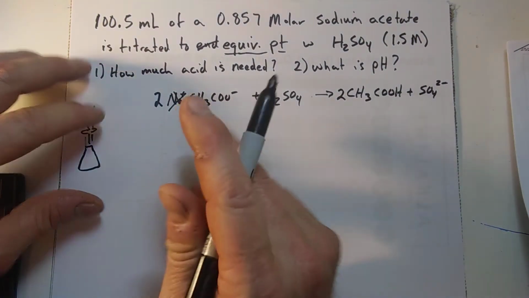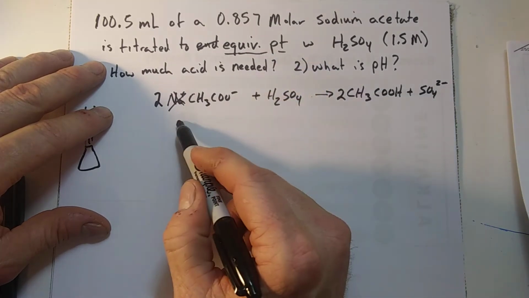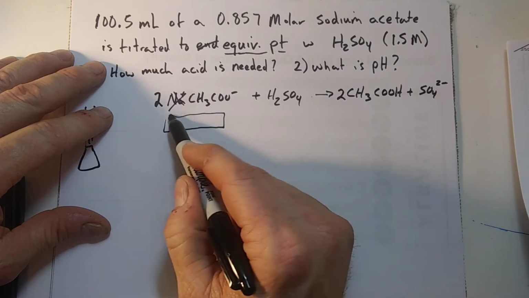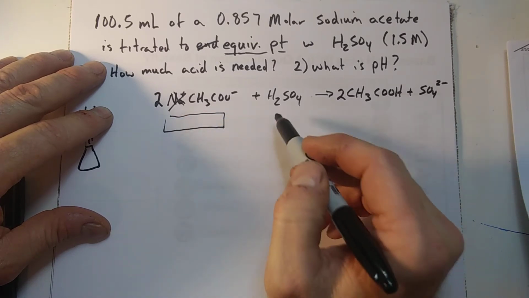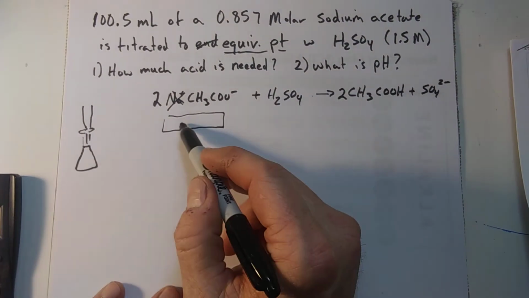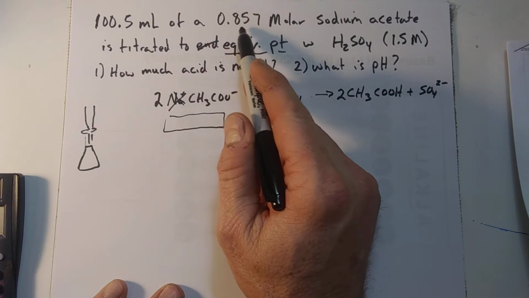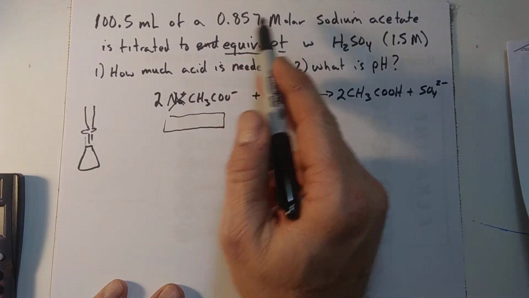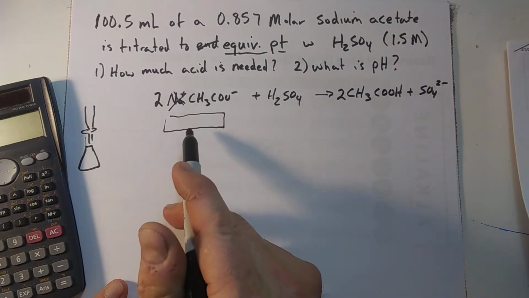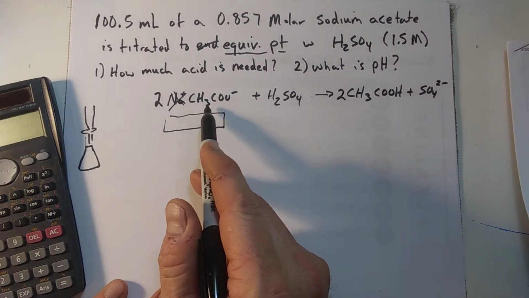Now, I'm not going to use the ICE table here because they tell us that we're at equivalence point. So what I'm going to do is determine the moles of this, and we'll use the balanced equation to know what moles of sulfuric acid is needed. So the first thing I do is take the molar amount, 0.857. I know molarity times volume in liters is equal to moles. So in this box, I'm going to put what the moles are going to be for sodium acetate.